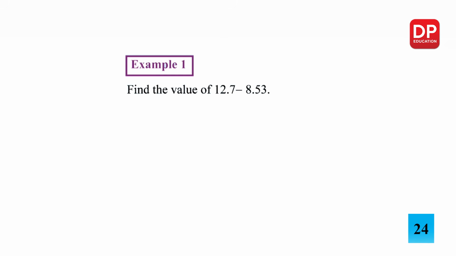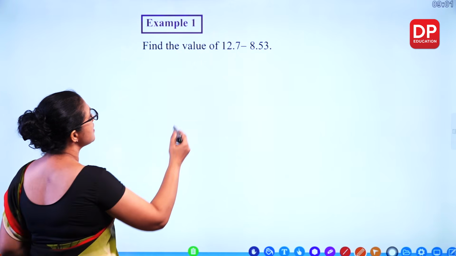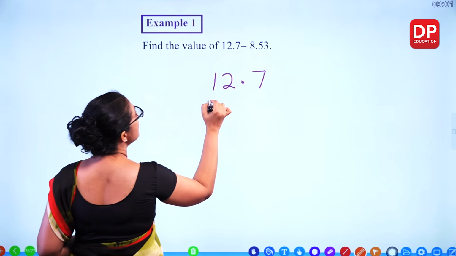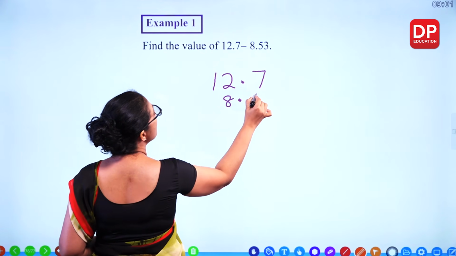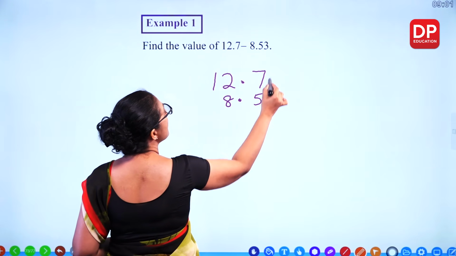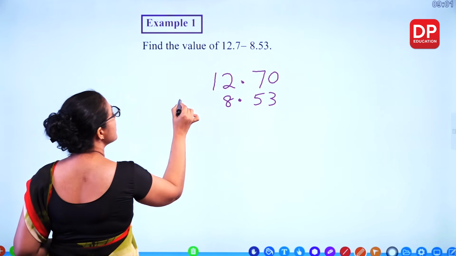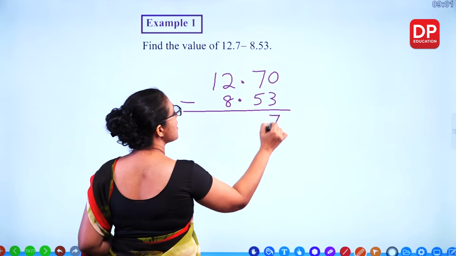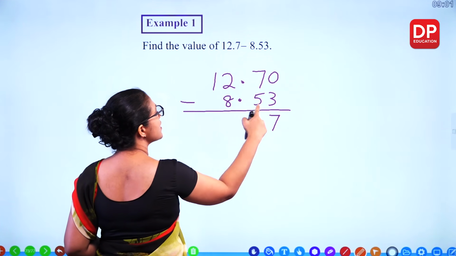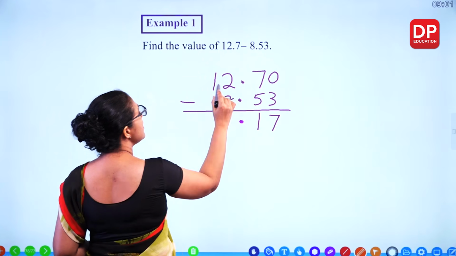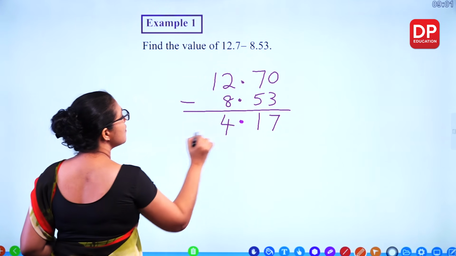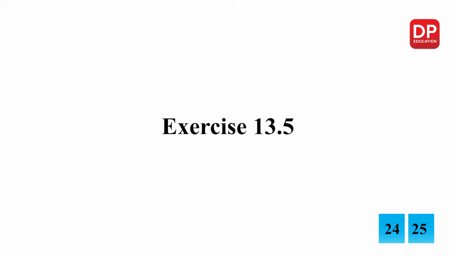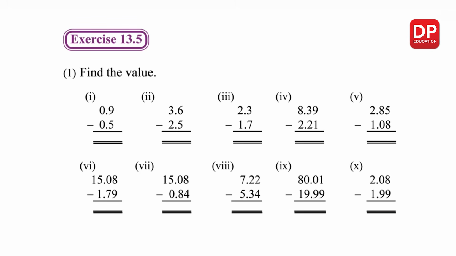Example number 1. Find the value. Now the subtraction. We can write in a column. 12.7, 8.53. Here nothing there means we put a 0 and subtract. 10 minus 3, 7. This becomes 6. 6 minus 5, 1. Then 12 minus 8, 4. 4.17.